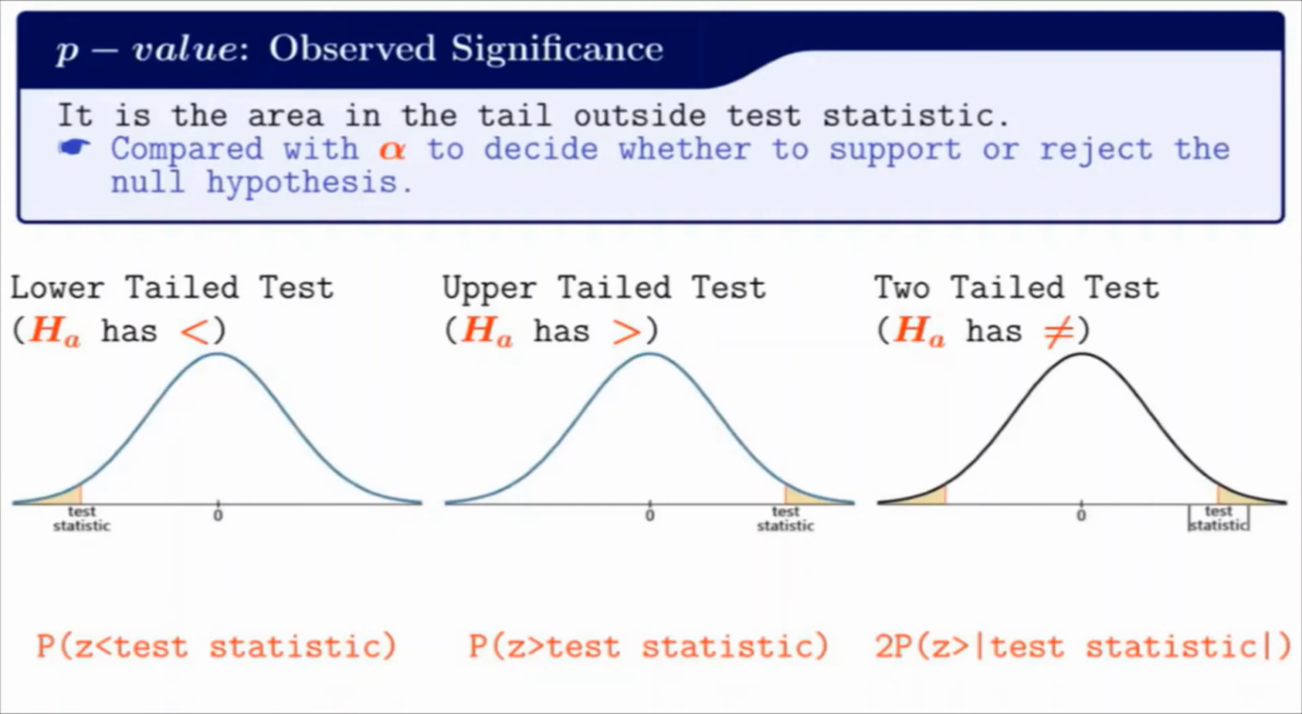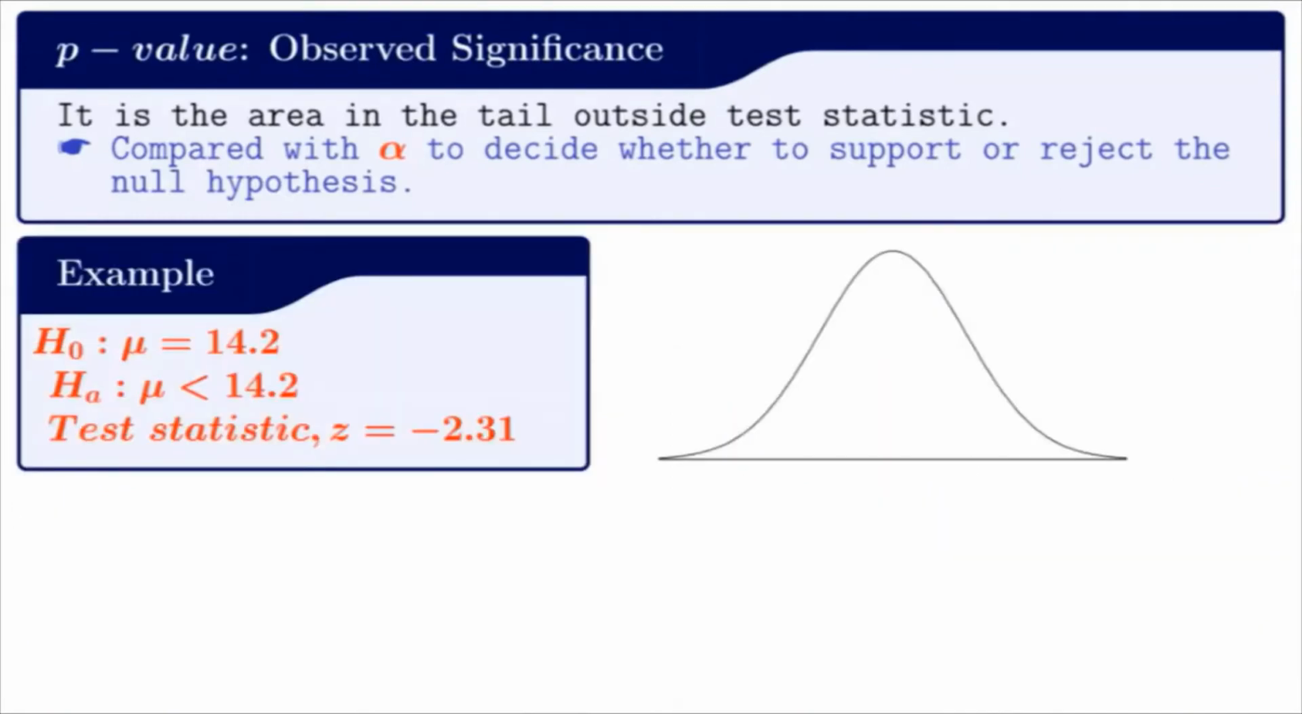P-value, also called observed significance, is one of the ways to decide whether or not to reject the null hypothesis. As shown in the graph below, it is the area outside the test statistic. If the test is lower or upper tailed, we simply have area at one tail, but if it is two-tailed, we find area at one of the tails and multiply by 2 to get p-value. So let's look at this example here. In this example, we have a lower-tailed test as the alternate hypothesis has a less than sign.